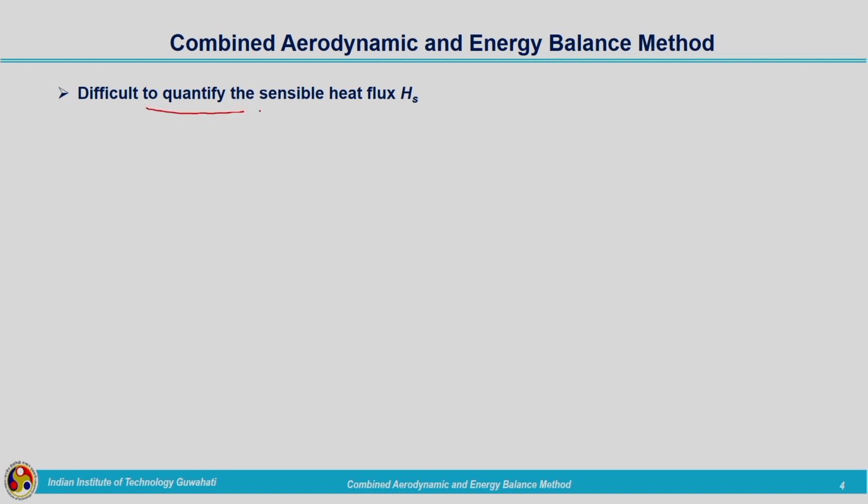Now, we should understand that two quantities have been neglected, that is the sensible heat, the heat lost to the atmosphere, and also the heat lost to the ground. But the heat lost to the atmosphere cannot be neglected. At the same time it is difficult to quantify, that is, the sensible heat flux or Hs is very difficult to quantify. So, how can we incorporate this particular term even though it is difficult to quantify? That is the next question.